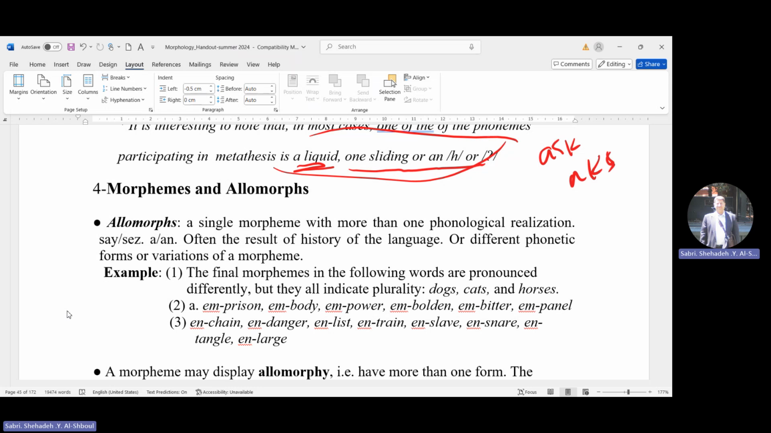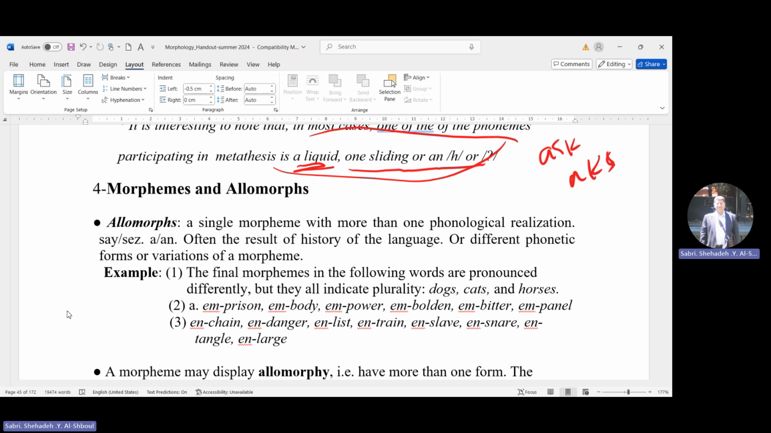We said that a morpheme is the minimal meaning-bearing unit, right? And this morpheme doesn't change the meaning, but it is meaningful. On the other hand, the phoneme does change the meaning, but it is not meaningful. It is meaningless. So when we have, for example, the s in cats, right?